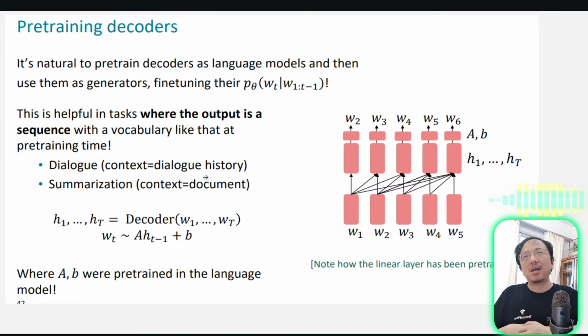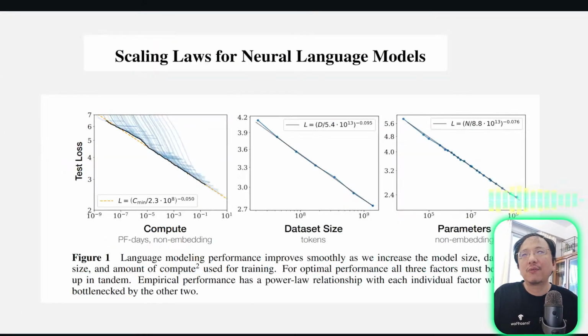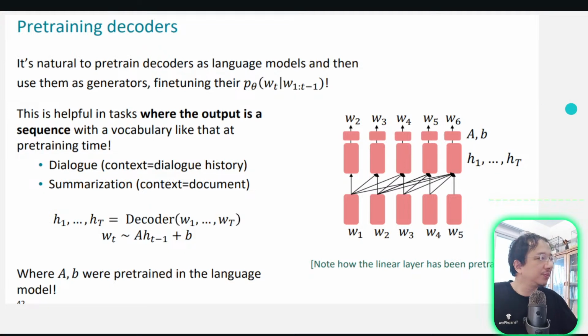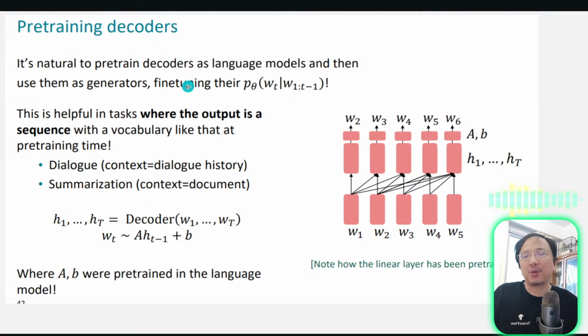Okay, so another way to do that is like GPT, to pre-train the decoder.